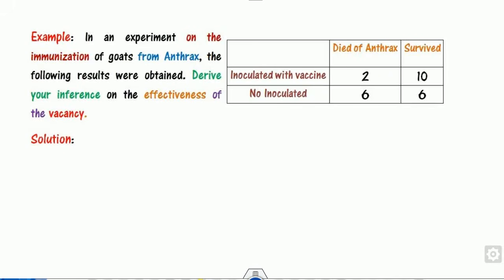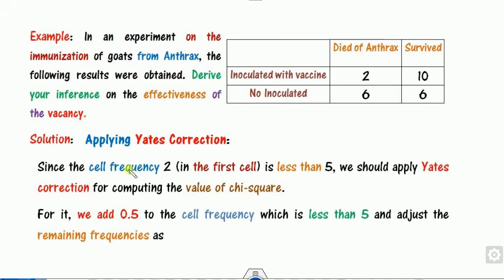Look at the third example. If you carefully look at these values, this frequency is less than 5. Since this value is less than 5, we apply the Yates correction. What we do in this Yates correction is, in order to find the value of the chi-square, we will add, look at that, the cell frequency 2, that is the first cell, is less than 5, so we apply the Yates correction. So firstly we can find the totals, 16 and 12 are there.